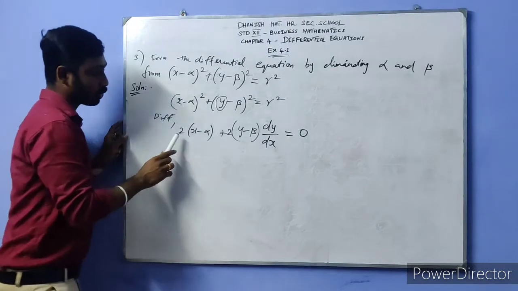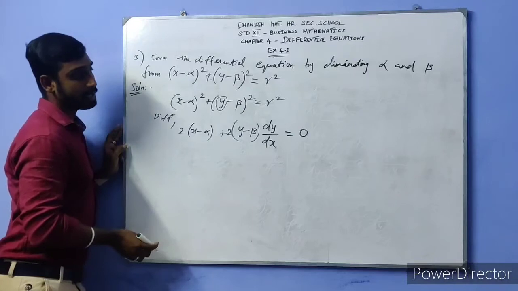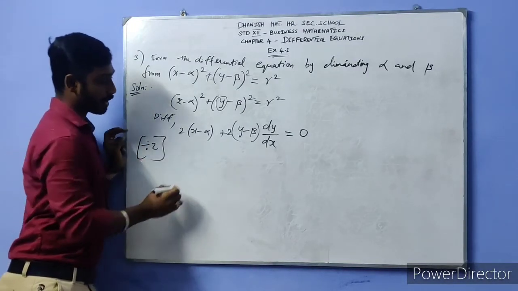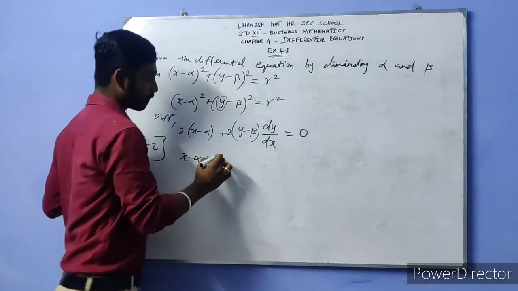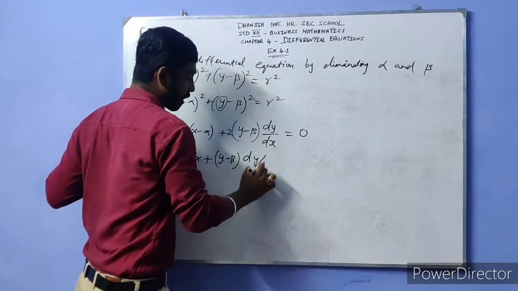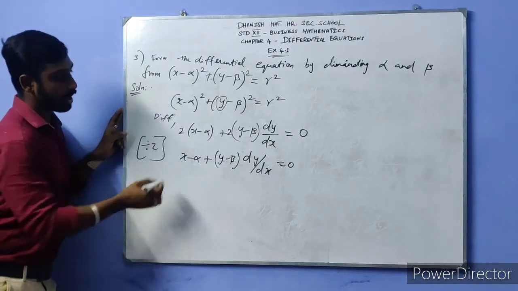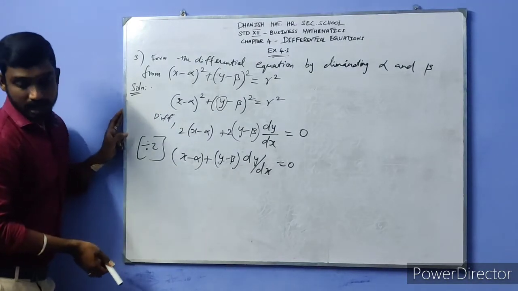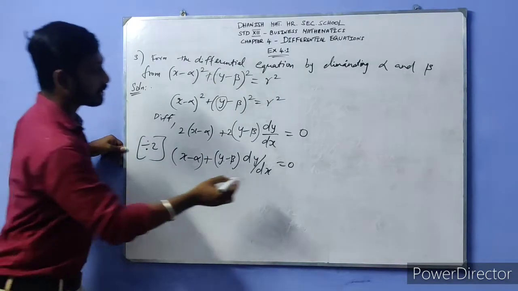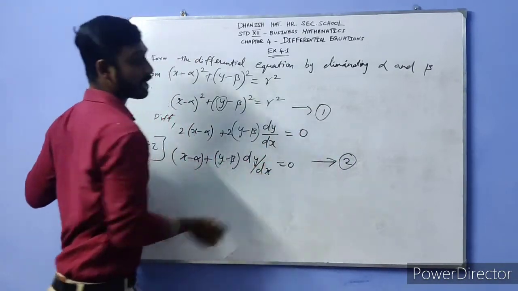What is the equation we get here? 2 into (x minus alpha) plus 2 into (y minus beta) dy by dx equal to 0. Now we divide the whole equation by 2. What is the remaining equation? (x minus alpha) plus (y minus beta) dy divided by dx equal to 0. This one is the second equation, and the original one is the first equation.